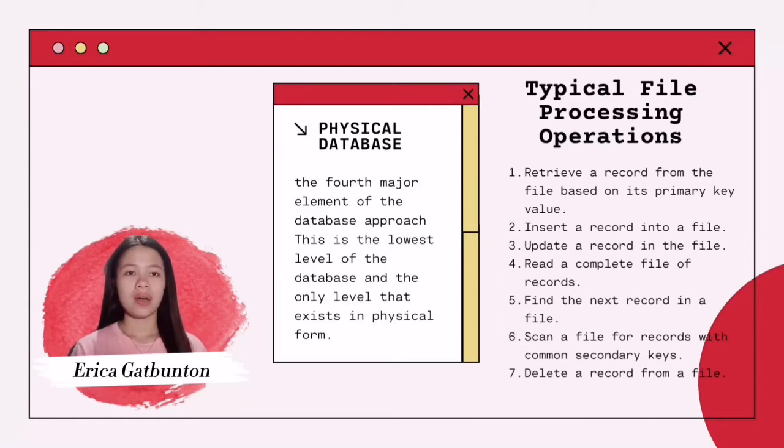This is the list of file processing operations that data structures must support. Number 1, retrieve a record from the file based on its primary key value. Second, insert a record into a file. Third, update a record in the file. Fourth, read a complete file of records. Fifth, find the next record in a file. Sixth, scan a file for records with common secondary keys. Then lastly, delete a record from a file.